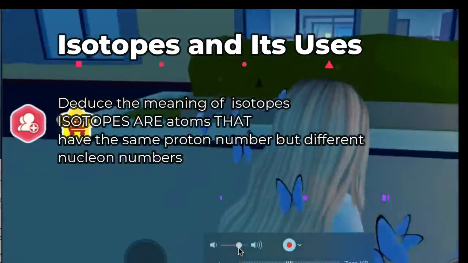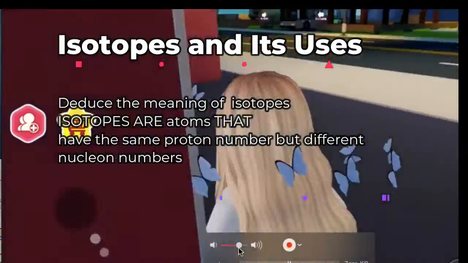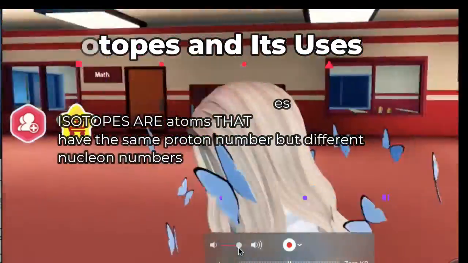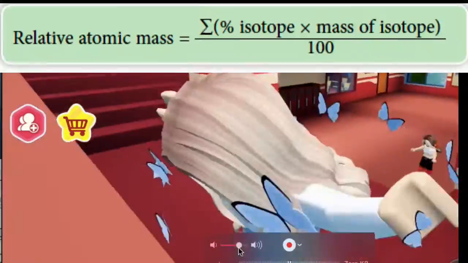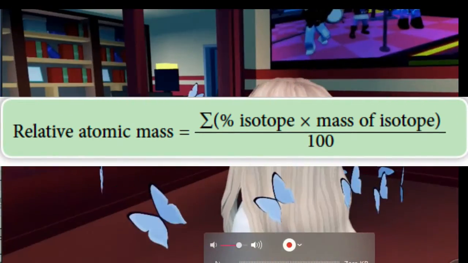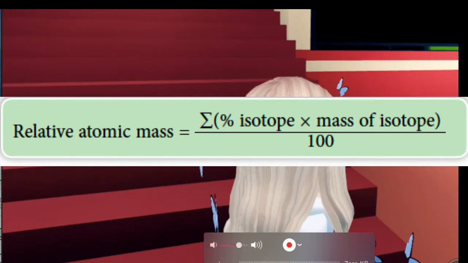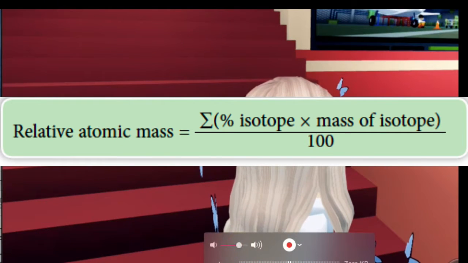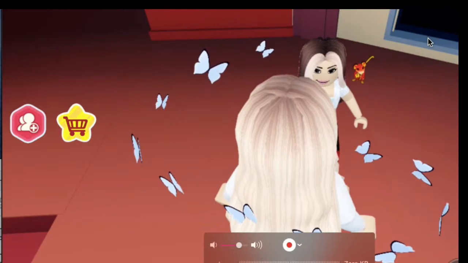Okay, let's go in. Okay, let's go to the chemistry class. Our first lesson is chemistry. Teacher said today we're going to learn about isotopes. What's that? Oh goodness. Okay, let's go to our class.